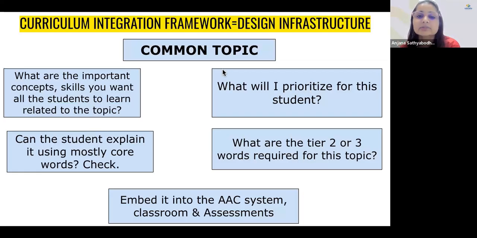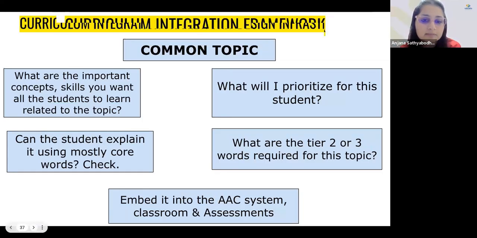And then for the AAC user, think about what will I prioritize for this student. And then think about, can the student explain it using mostly core words, right? This is the descriptive teaching model applied here. And then check in the student's AAC system, are these core words available? And what are the tier 2 and tier 3 words required for this topic? So I'll give an example and then embed it into the AAC system, your classrooms and the assessment.